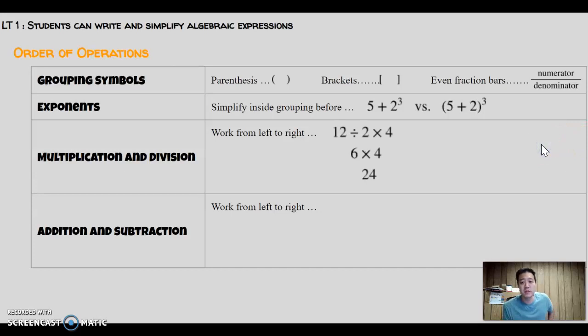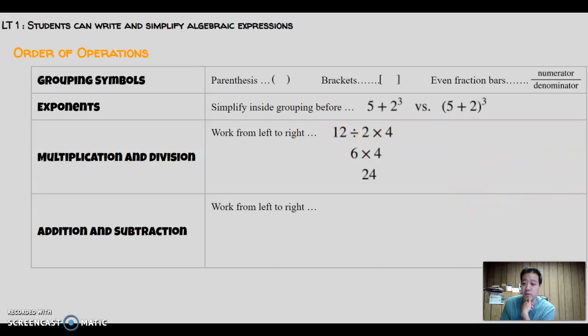When we do multiplication and division, I'm going to talk about this again in a little bit. Multiplication does not take precedence over division. We always work left to right when it's just multiplication and division. Here we have 12 divided by 2 and then times 4. A common mistake I see is a lot of students want to do 2 times 4 first, and then do 12 divided by that. No, we just go left to right.